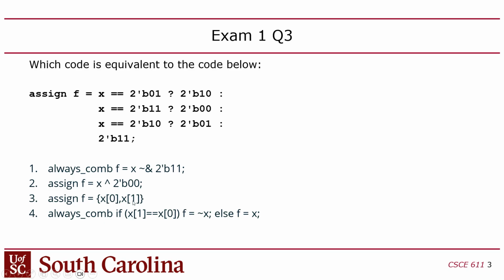But we don't really have that here. We have assign f equals x XOR 0, 0, which has no effect at all. There's assign f equals x bit 0 concatenated with x bit 1, which is swapping the two bits of x, so that's obviously not what's going on. This fourth option checks to see if x bit 1 and x bit 0 are equal, in which case it complements them, otherwise it doesn't, but that's not what's happening here. So the only possibility is this first option, which says x nor 1, 1.